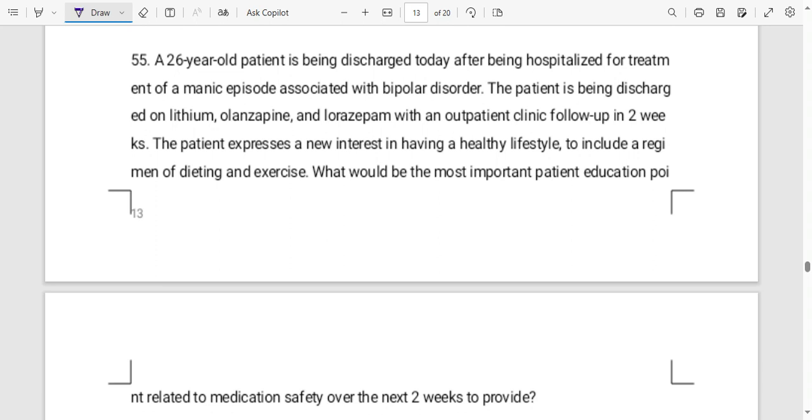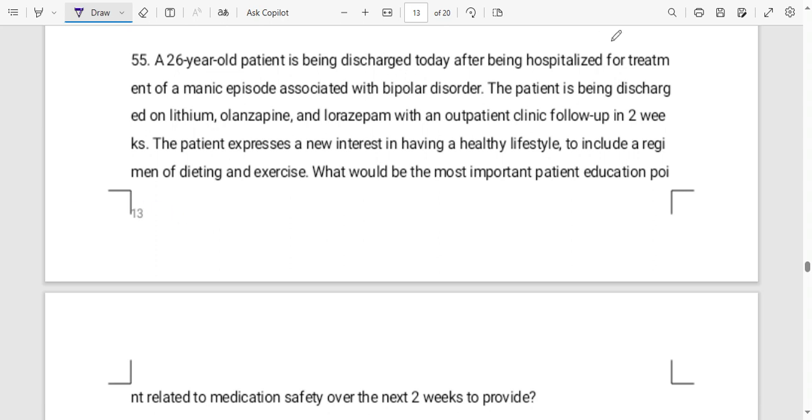A 26-year-old patient is being discharged today after being hospitalized for treatment of a manic episode associated with bipolar disorder. The patient is being discharged on lithium, olanzapine, lorazepam with an outpatient clinic follow-up in 2 weeks. The patient expresses a new interest in having a healthy lifestyle to include a regimen of dieting and exercise. What would be the most important education point related to medication safety over the next 2 weeks to provide?